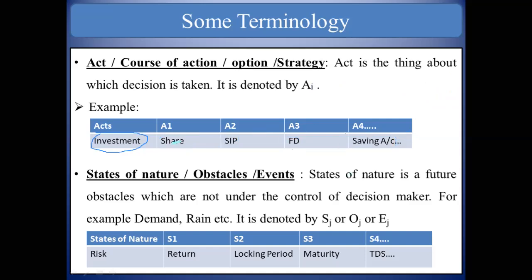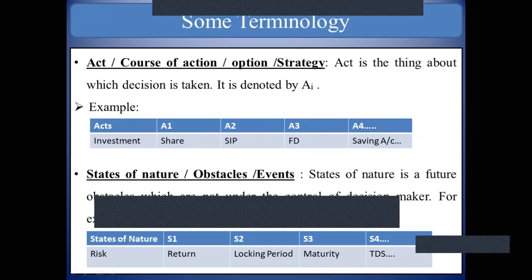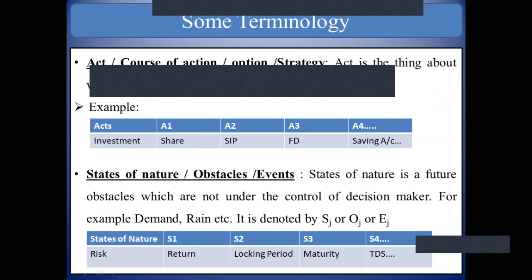Then after that we'll see the next terminology, that is states of nature, or it is also known as obstacles, or in terms of probability we can say it is event. Now you know very well, states of nature is nothing but the obstacles which are not under the control of the decision maker.